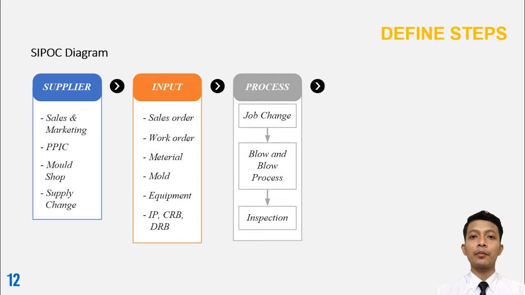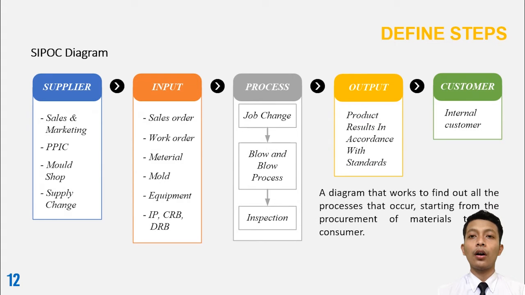SIPOC is a diagram that works to find out all of the processes that occur, starting from the procurement of material to the customer. It starts from supplier, input, process, output, and the last, customer.